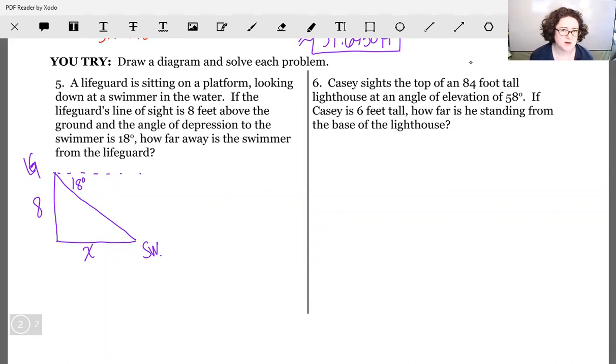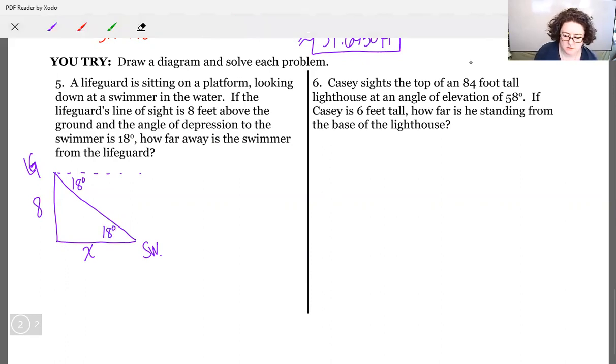Again, I tend to go for the parallel line angle pair, so I go for my alternate interior angle, and that's what I'm going to use. So here's our angle measure. Compared to that, we have our opposite side with 8 and our adjacent side with x. And we have yet another tangent problem.